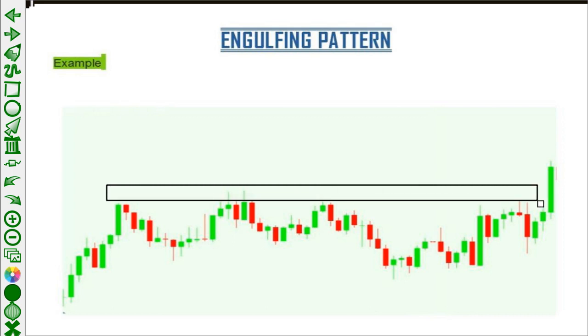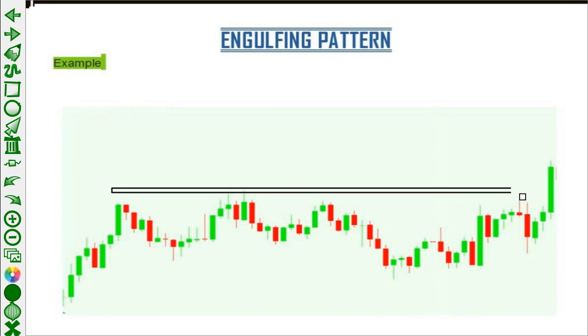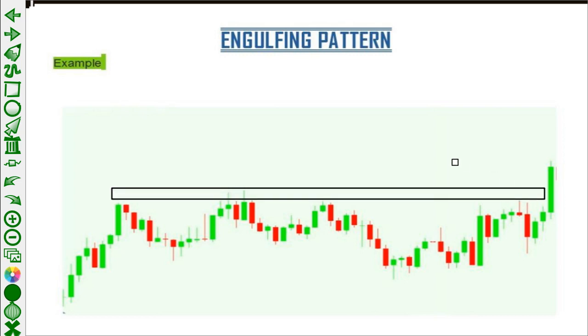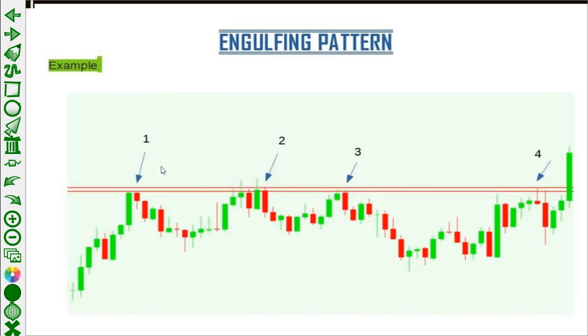Actually, this is a Euro USD chart of 5-minute time frame I have taken, and let me see how I can draw a resistance to this chart. Before, here is a line of a resistance area or the seller's area, and you can see I numbered some candles as 1, 2 and 3.